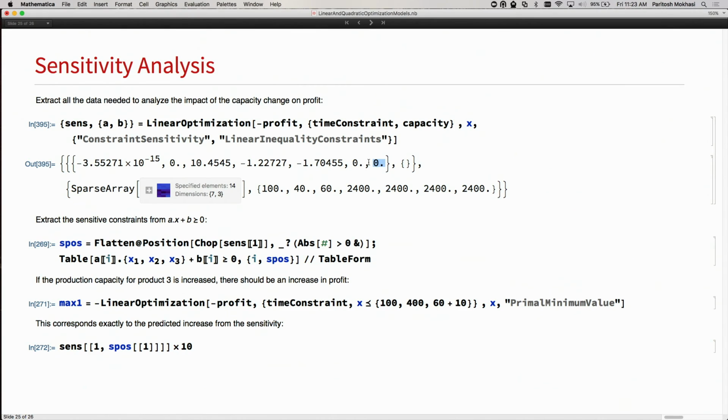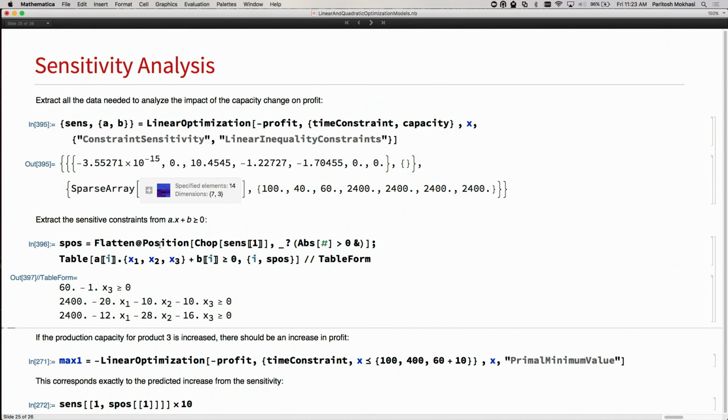You can extract the constraint sensitivity, which is just a vector of numbers, and you'll notice that some of these sensitivities are 0. What that 0 means is that the constraints that belong to these 0 elements don't have any effect on your bottom line, on your profit. So you can change them in whatever way you want, but your profit's not going to change. On the other hand, you have 3 constraints that if you do make any changes to them, you should see an increase or decrease in profit. So that's your analysis tool right there.